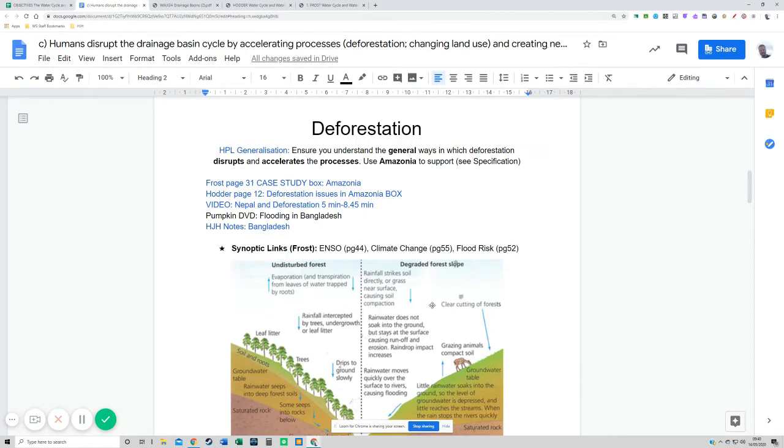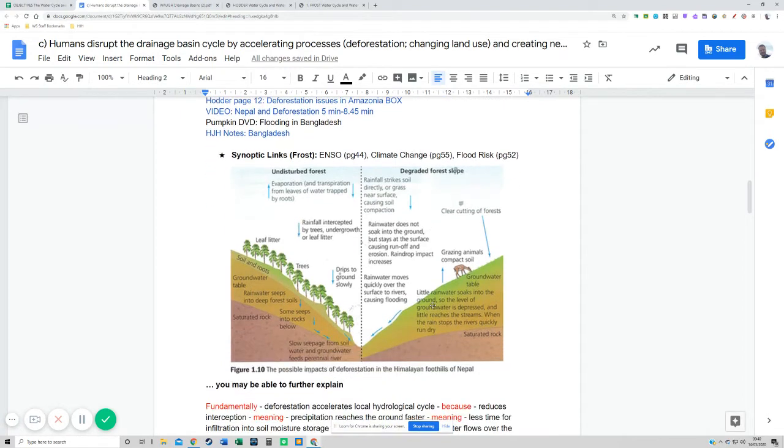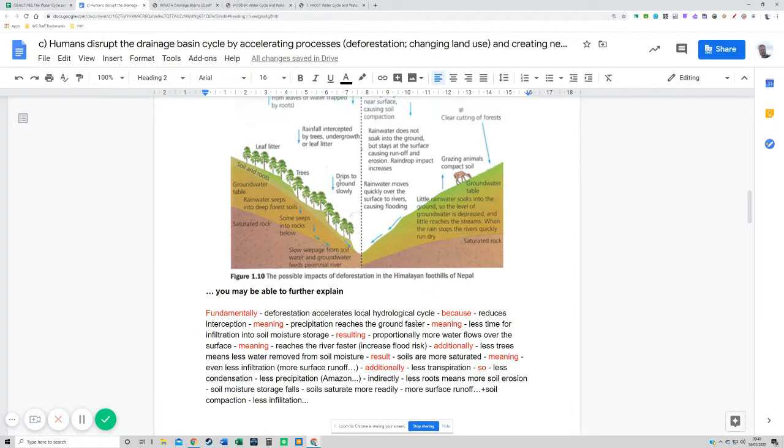Now, the diagram here is from the Frost textbook, which is really useful because it shows the difference between an undisturbed forest and a degraded forest. And then if we combine these ideas with the Amazon rainforest and make it specific, then we've covered all bases. So for this one, what I've done is use that diagram and what's in the textbook to write an explanation of what's going on. Remember, we're focusing on acceleration and disruption, so where it's changed things or made things go faster.